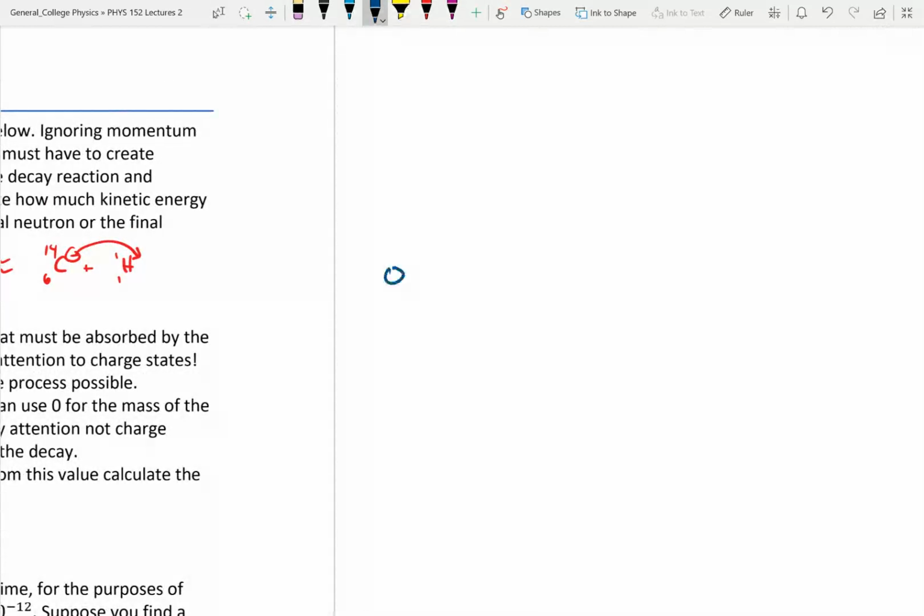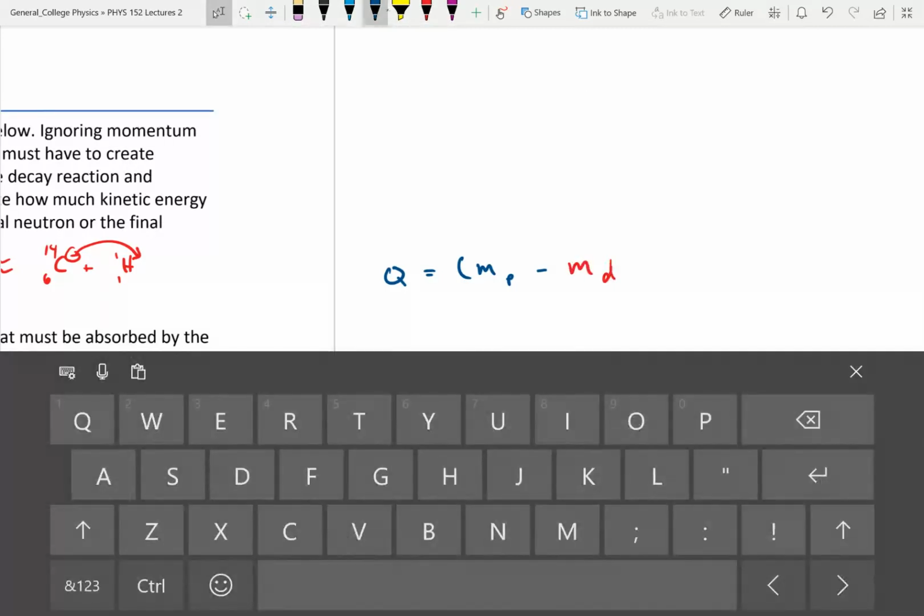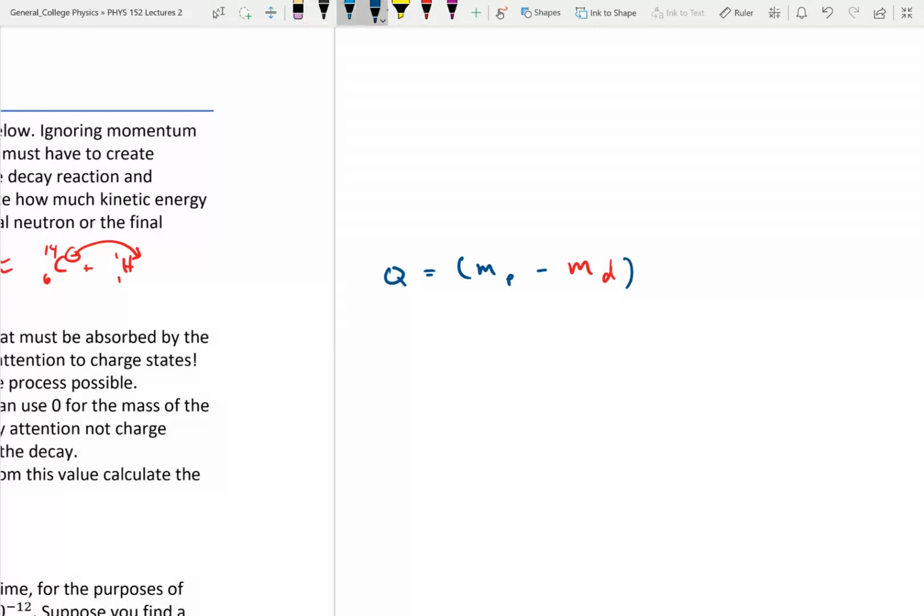We need the equation for the energy of this reaction, which is the mass of the parents minus the mass of the daughters, times c squared. I'm going to change colors. So putting in my terms, the mass of the parents is going to be the mass of a neutron plus the mass of nitrogen-14.